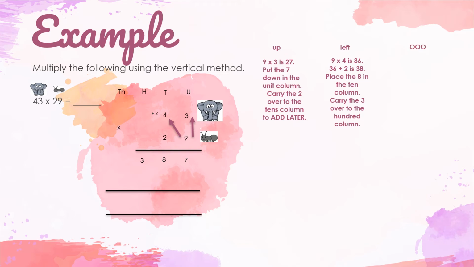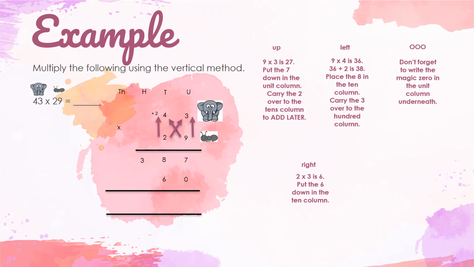Next dance move is oh, so write your magic 0 in the units column underneath. Next dance move is right, so 2 times 3 is 6. And put that down in the tens column. Last dance move is up. So 2 times 4 is 8. And we don't have to add that little 2 because we've actually already added it once. So you can just pop your 8 into the hundreds column and then you add those two values together.